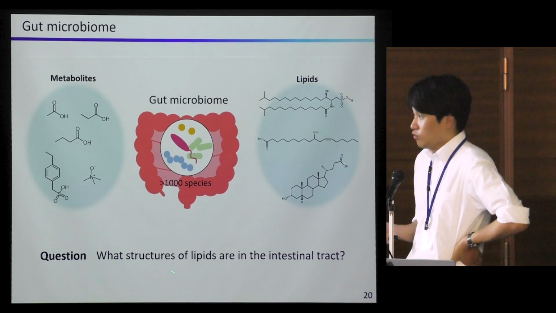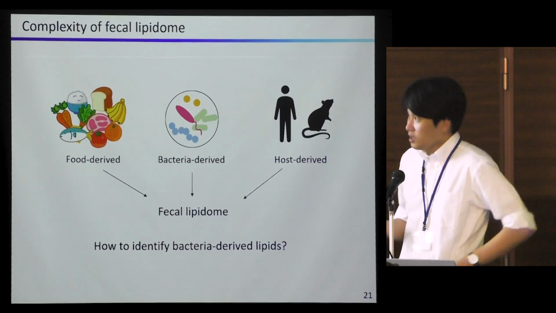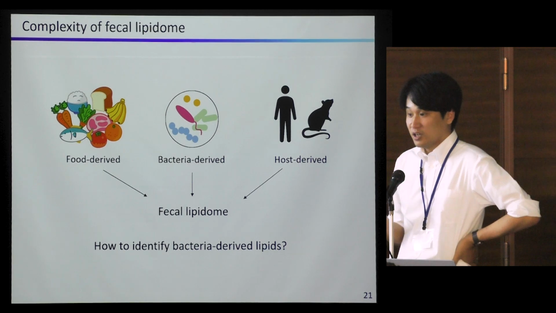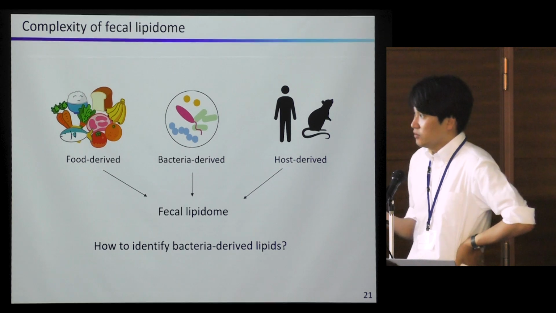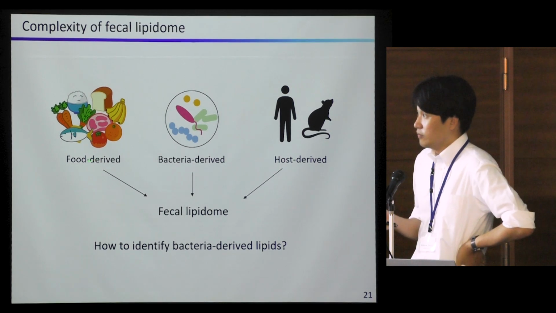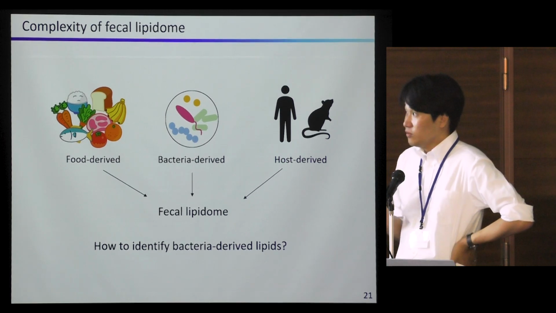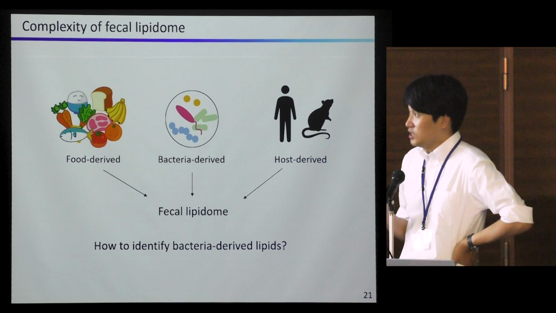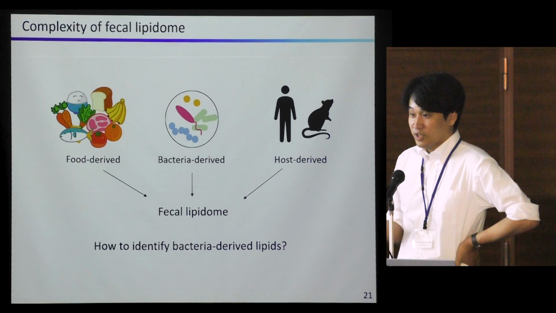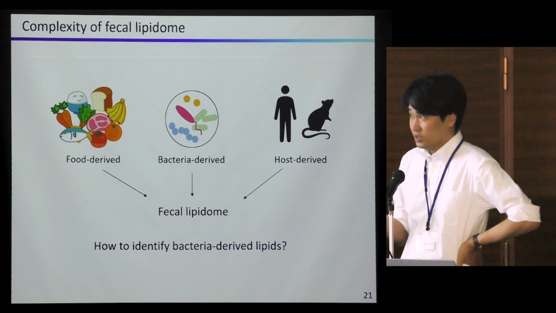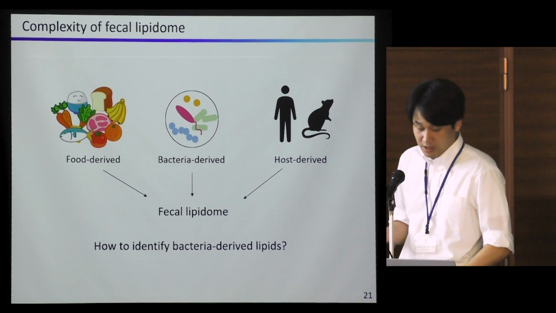So the next question is, what structures of lipids are in the intestine? Actually, we can profile the lipids in the feces, but it's complex because fecal lipidomes can be derived from food, bacteria, and host. So we can profile, but we cannot tell which are the bacterial lipids, because an amino acid is an amino acid, so we cannot distinguish the origin. So we need to devise an experimental system.